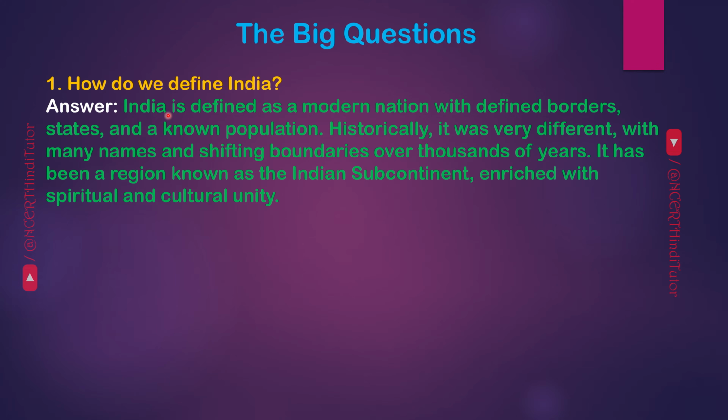Answer. India is defined as a modern nation with defined borders, states, and a known population. Historically, it was very different, with many names and shifting boundaries over thousands of years. It has been a region known as the Indian Subcontinent, enriched with spiritual and cultural unity.